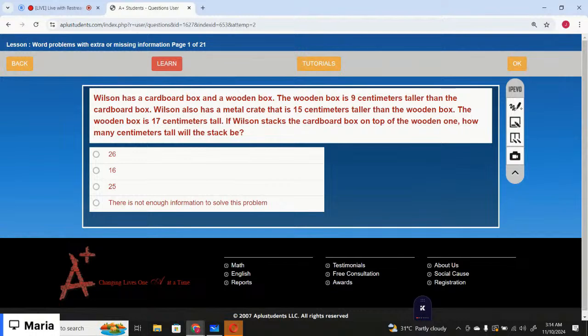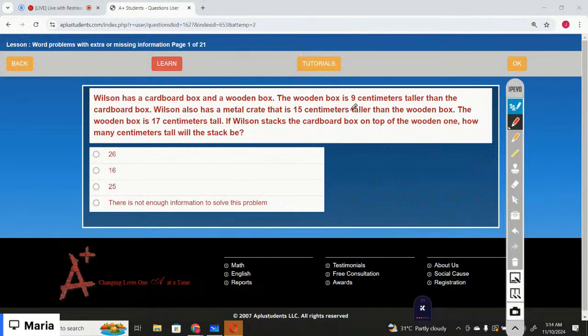Okay, the wooden box is 9 centimeters taller than the cardboard box, right? And you are not given the height of the cardboard box. Wilson also has a metal crate that is 15 centimeters taller than the wooden box. The wooden box is 17 centimeters tall. You are given the height of the wooden box. If Wilson stacked the cardboard box on top of the wooden one, how many centimeters tall will the stack be?